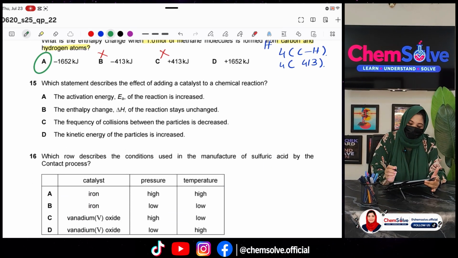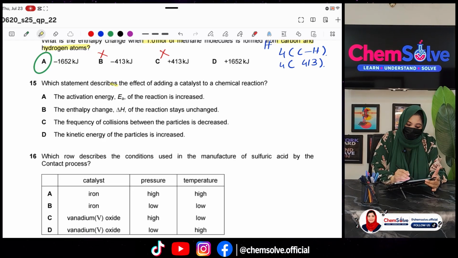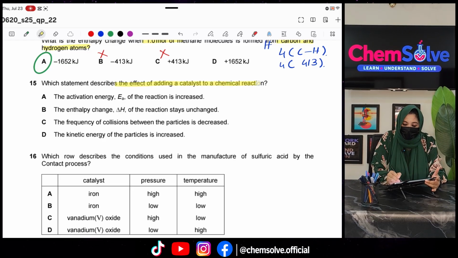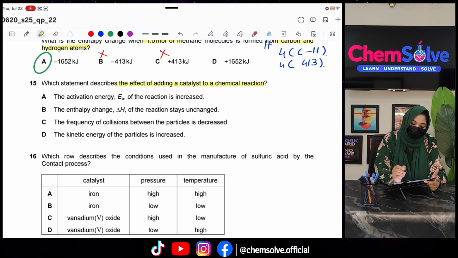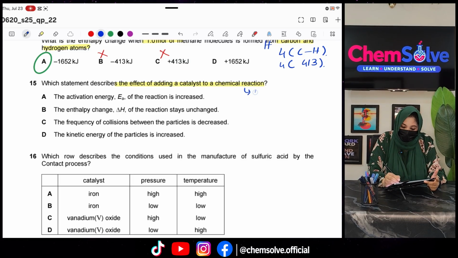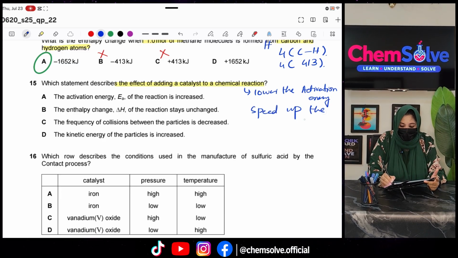The next question is question number 15. Effect of adding a catalyst to a chemical reaction. What happens when we add the catalyst? The catalyst lowers the activation energy and speeds up the reaction. This normally happens.